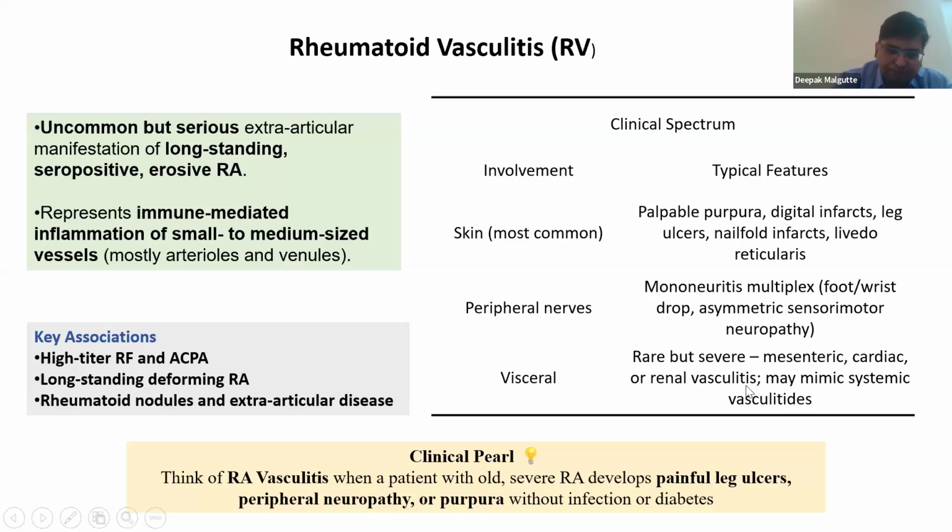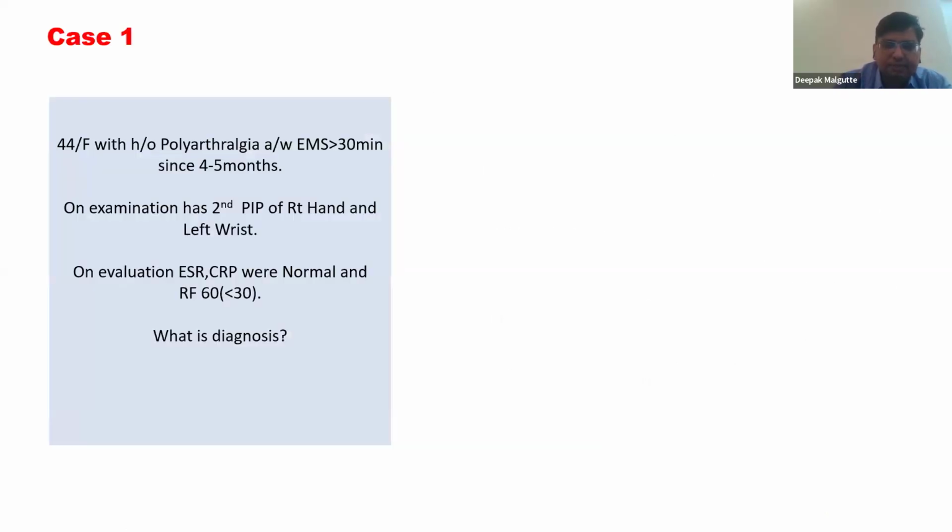So here the clinical call is that a patient who has rheumatoid arthritis, if presenting with a painful leg ulcer, or mononeuritis multiplex or digital gangrene, think of rheumatoid vasculitis in these patients.